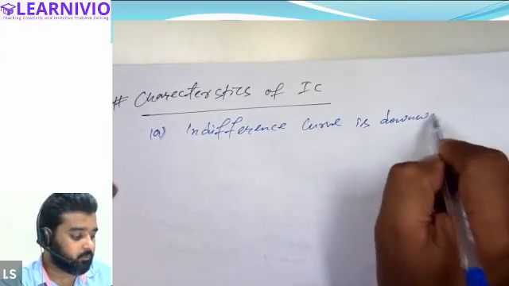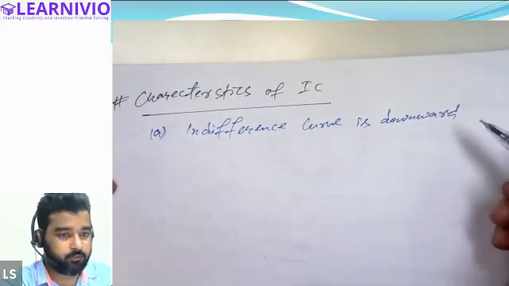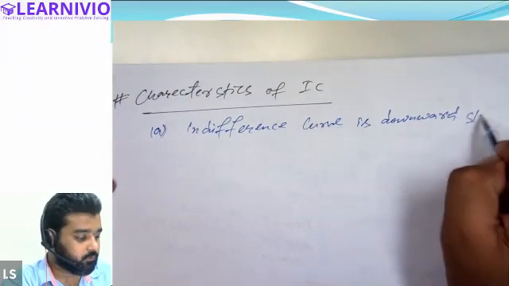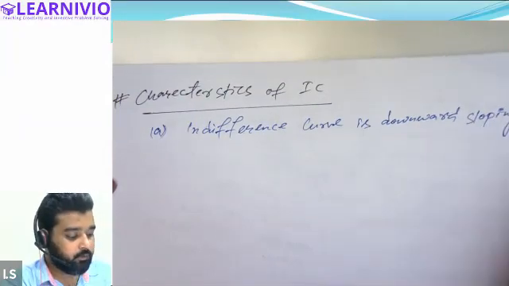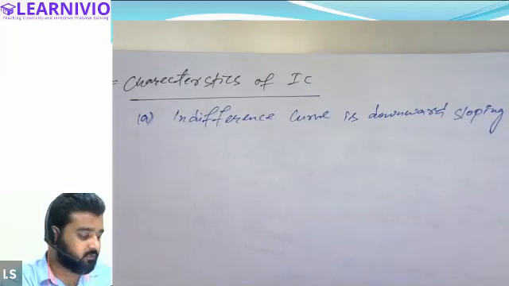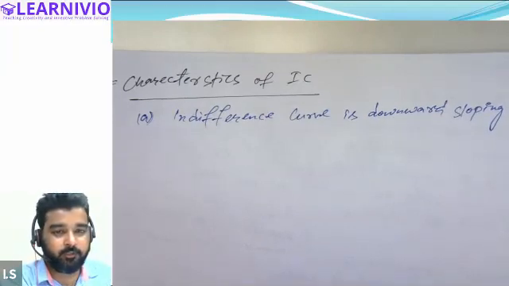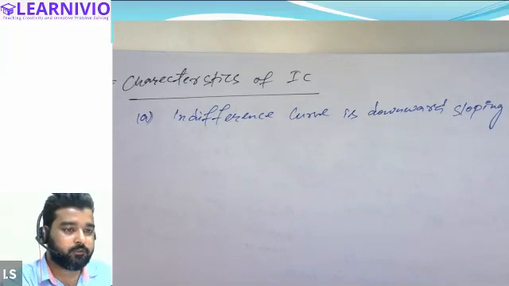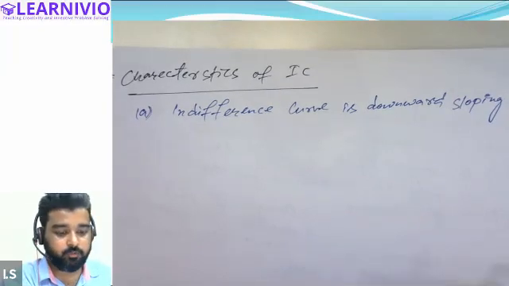You guys are writing, no? Along with me? Yes, sir. Yeah, so keep writing. Indifference curve is downward sloping, first of all. So why is the indifference curve downward sloping? Can any one of you tell me why? Samiksha, why is the indifference curve downward sloping?